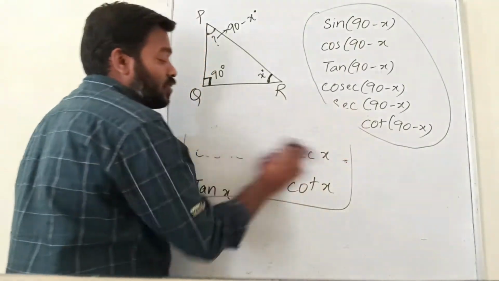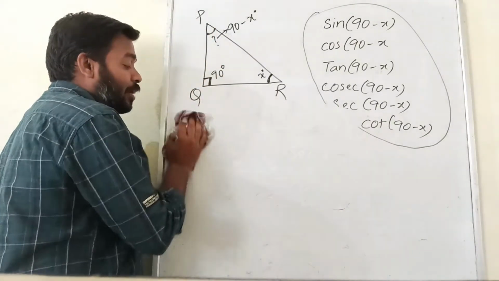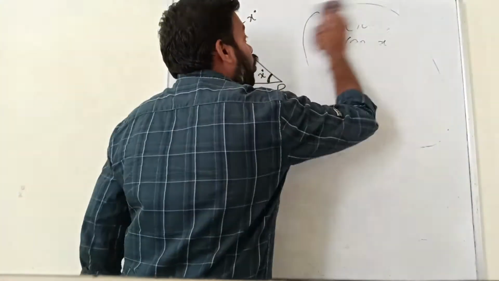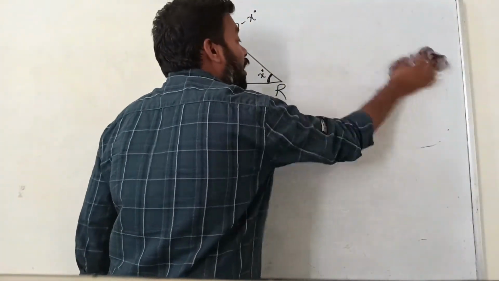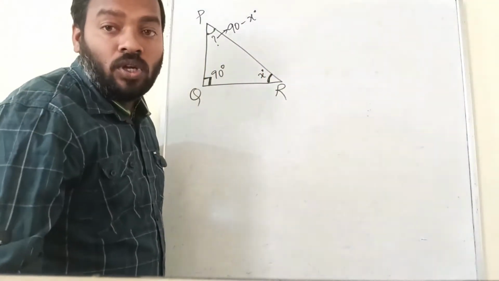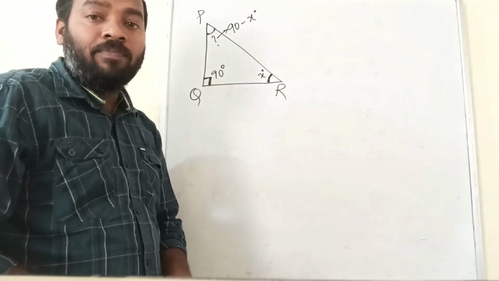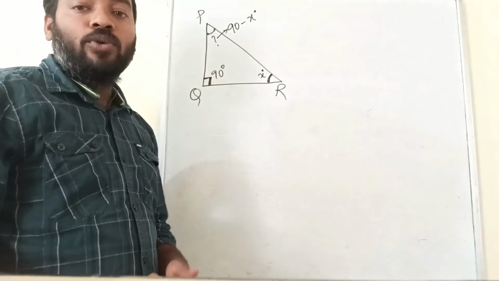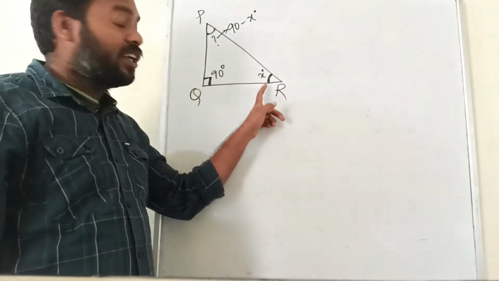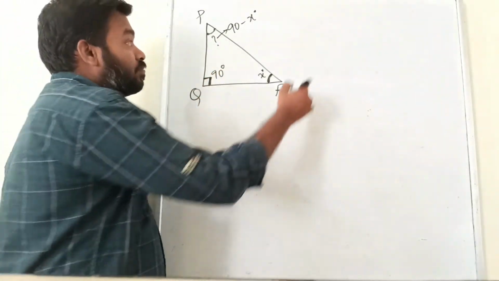That is, sin x is equal to opposite side by hypotenuse. Cos x is equal to adjacent side by hypotenuse. Tan x is equal to opposite side by adjacent side. Cosecant x is equal to hypotenuse by opposite side. Secant x is equal to hypotenuse by adjacent side, and cot x is equal to adjacent side by opposite side. So by using those formulas, we are going to find out the trigonometric ratios for angle x and the trigonometric ratios for 90 minus x.